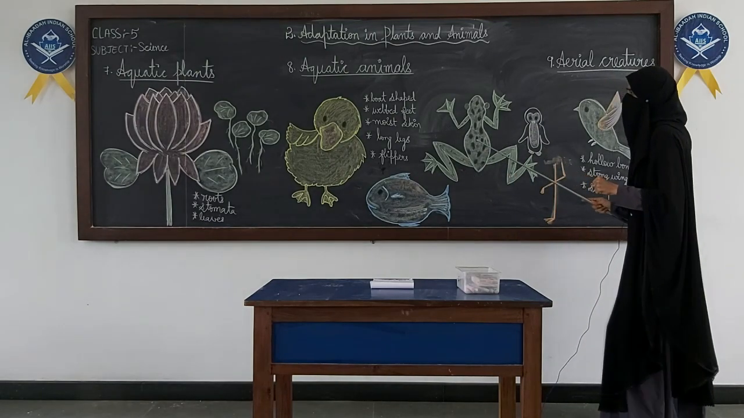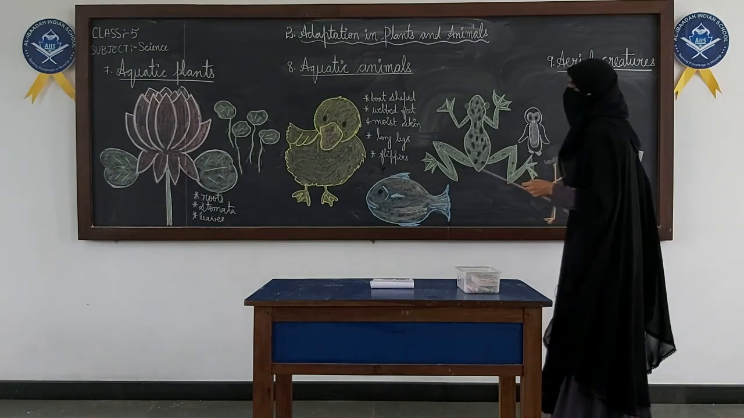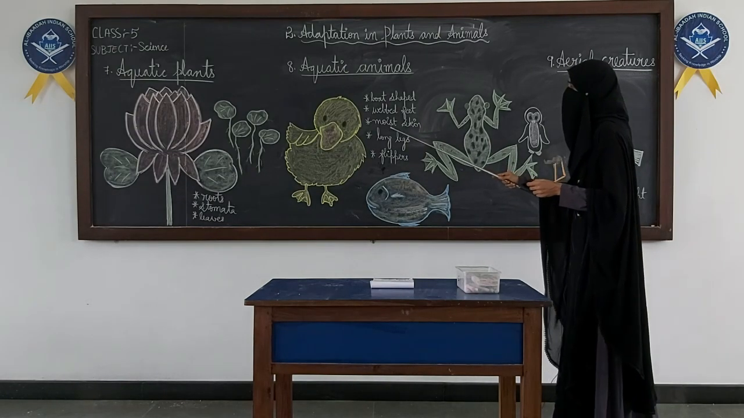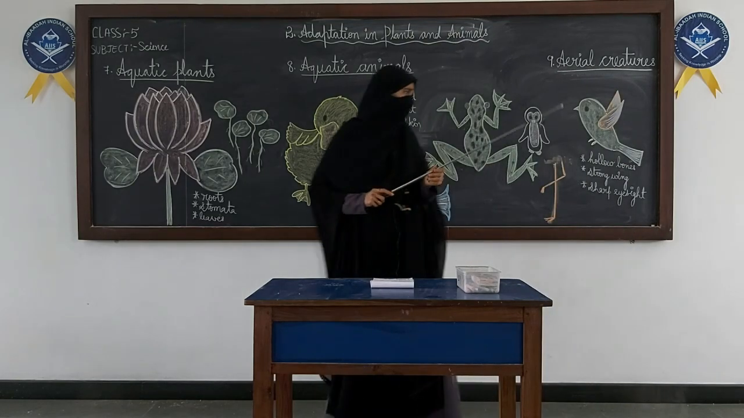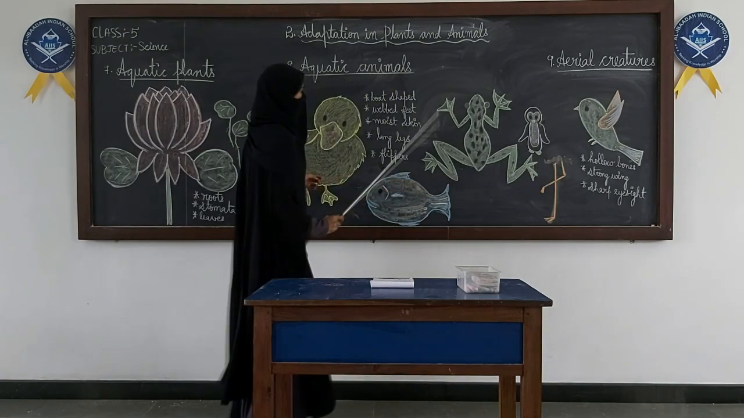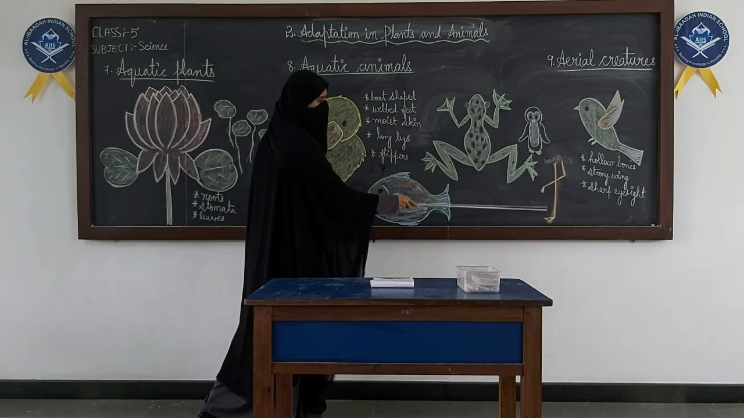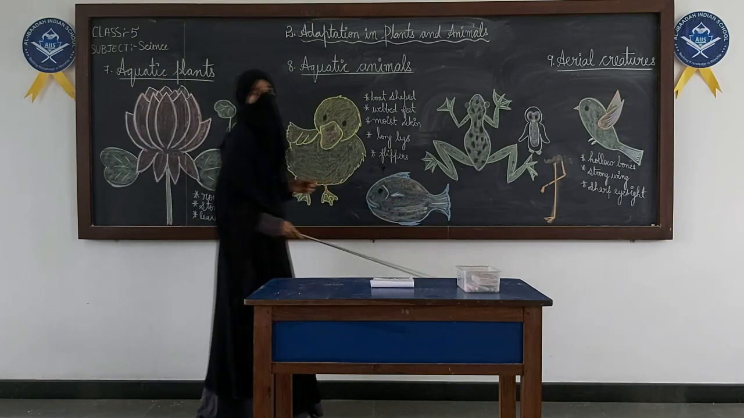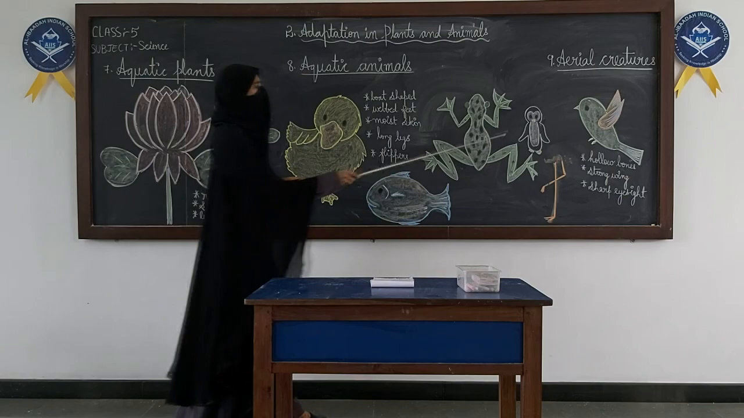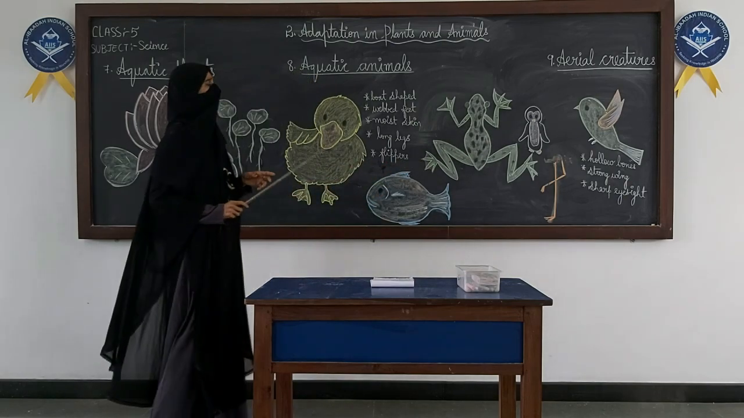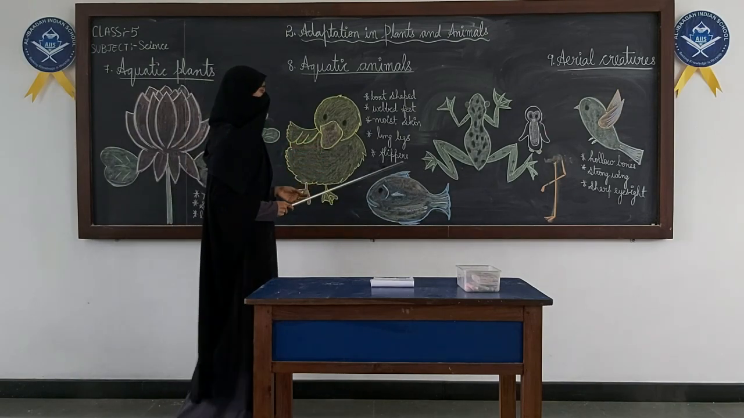And the frog has moist skin. Frog breathes through its skin when it is in water, so it has moist skin. And creatures like the crane have long legs. Long legs help it to walk on marshy areas. And the penguin has flippers. The flippers help the penguin to easily swim in water.